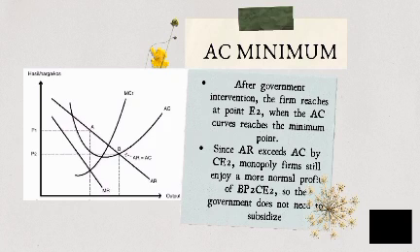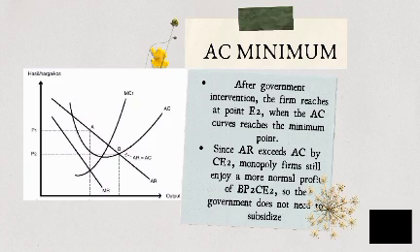After government interventions, the firm reached equilibrium at point E2 when the AC curve reached the minimum point, or when the MC curve intersects with the AC curve. The equilibrium price level is at P2 and the output level Q2. Since AR exceeds AC by CE2, the monopoly firm still enjoys more than normal profit at BP2CE2. So the government does not need to subsidize. If the firm has a declining cost structure such as a natural monopoly, then subsidies are needed.